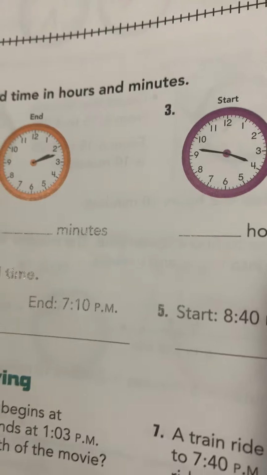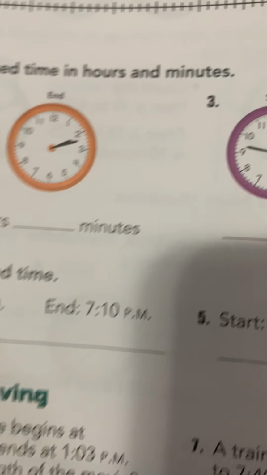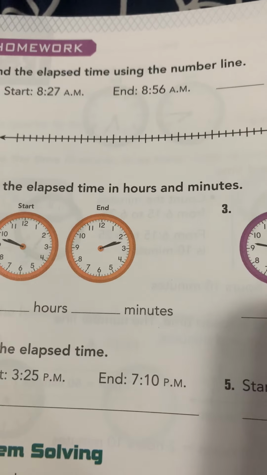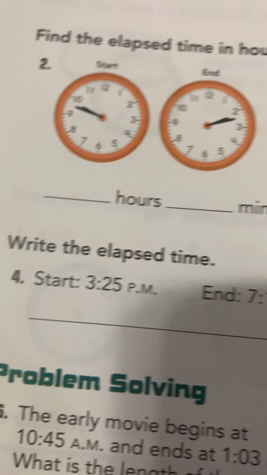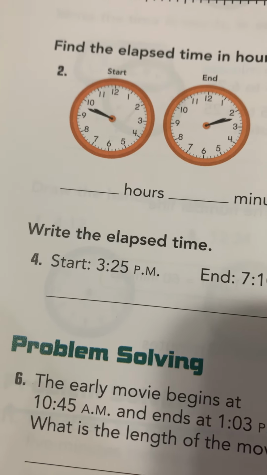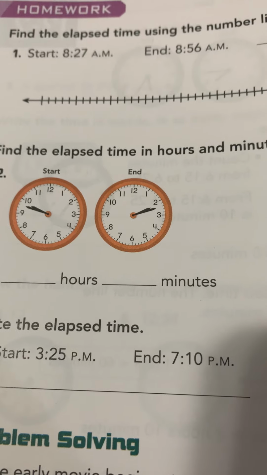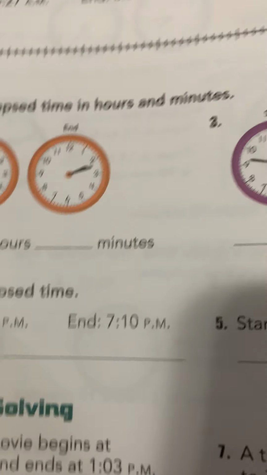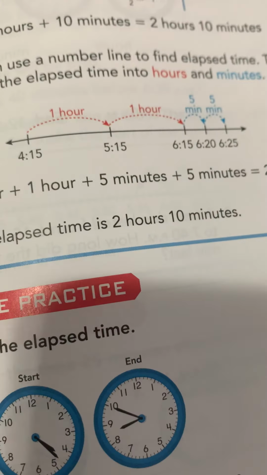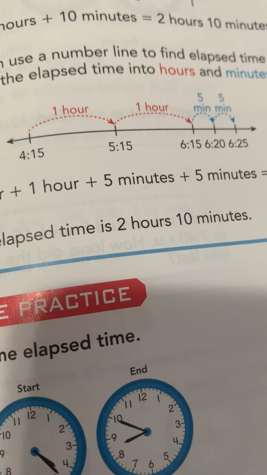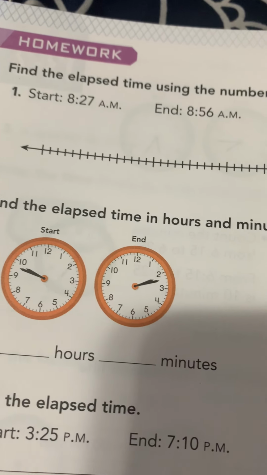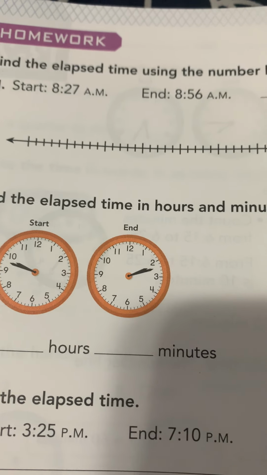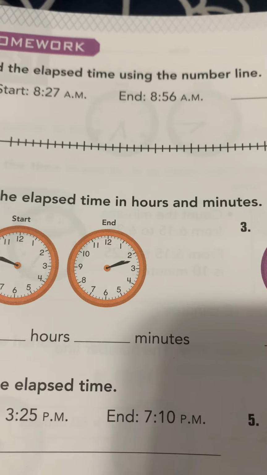If you look at the top of 206, find the elapsed time using the number line here. Just like it was on the other page, starting at 8:27 and ending at 8:56. If you look back at this number line, how they did it, you can do it however you want on that number line that works best for you. But 8:27 is where you're starting and you're ending at 8:56.